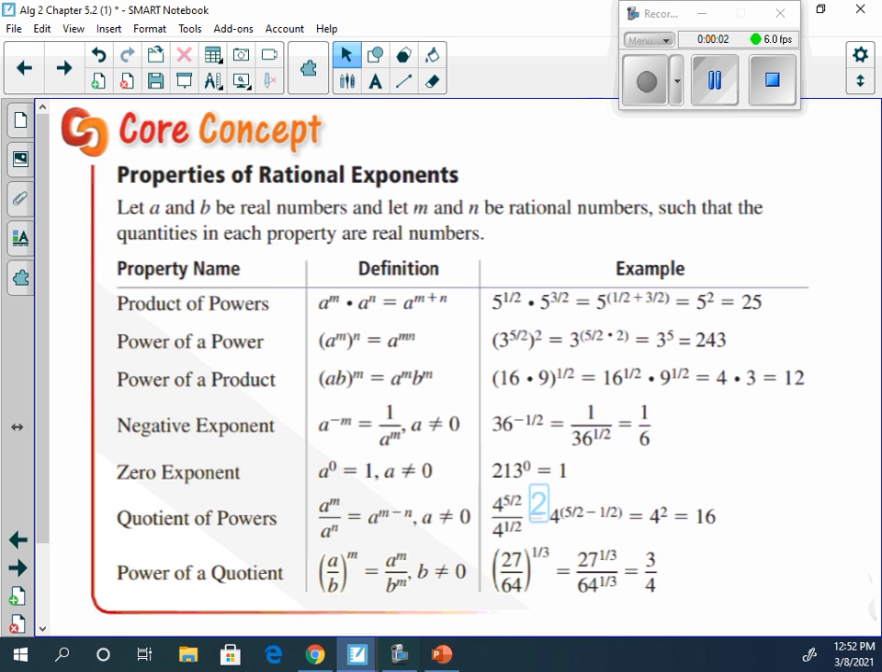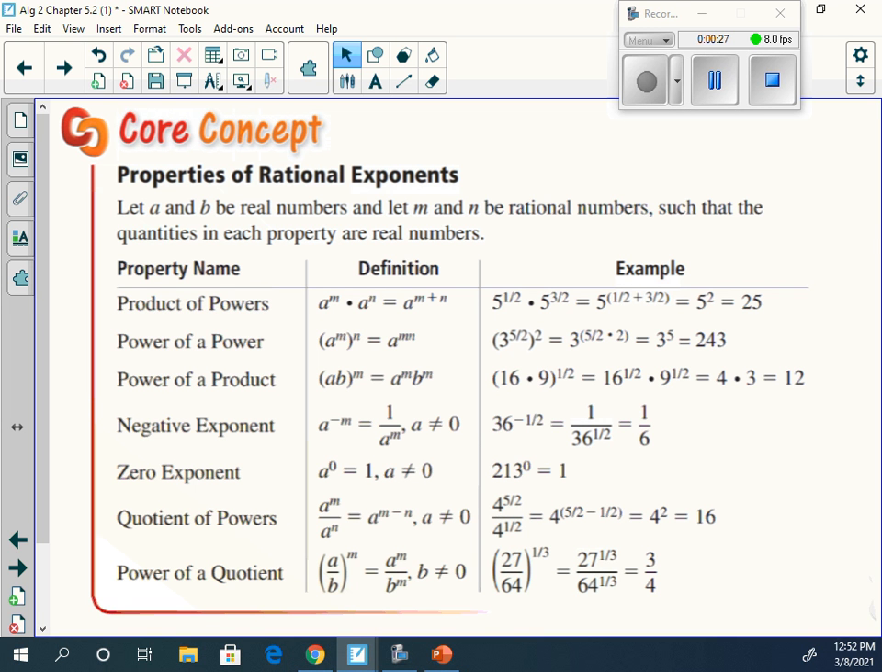What we're looking at today is dealing with properties of radicals. So what we're doing today, tomorrow, and Wednesday is going to be all revolving around these properties of radicals and exponents. Now this first page here is dealing with properties of exponents, rational exponents, and these here are all stuff that we've worked with before.